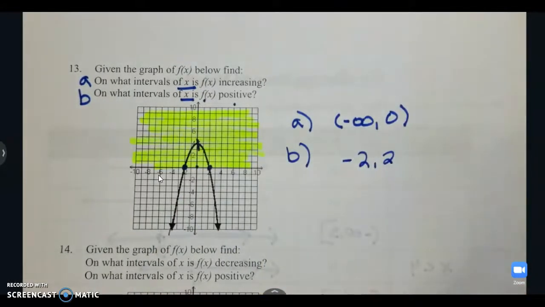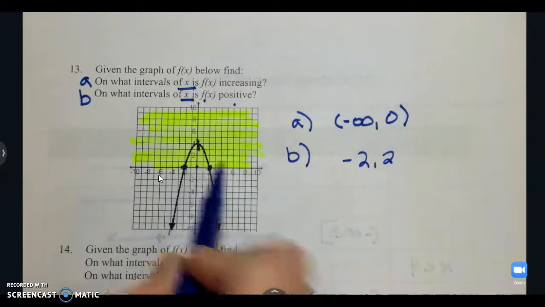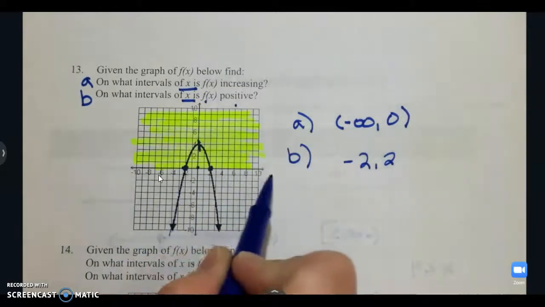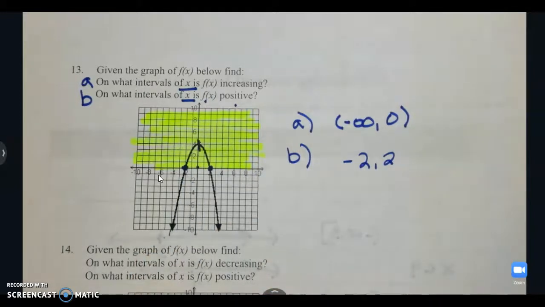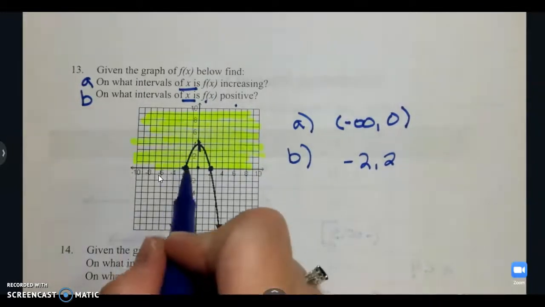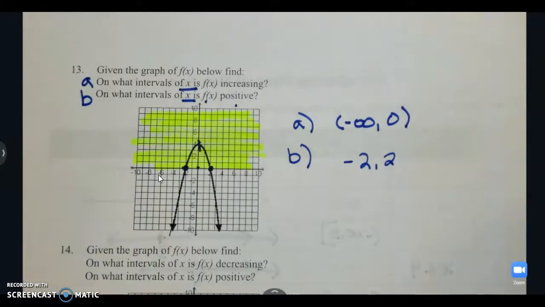Now, determining parentheses or brackets. Remember, we're talking about where our function is positive. At both of these values, our function is on the x-axis, which means that our function is 0. 0 itself is neither positive nor negative. So at these 2 points, our graph is not positive. So it's going to be parentheses, because we're just talking about where our graph is positive.